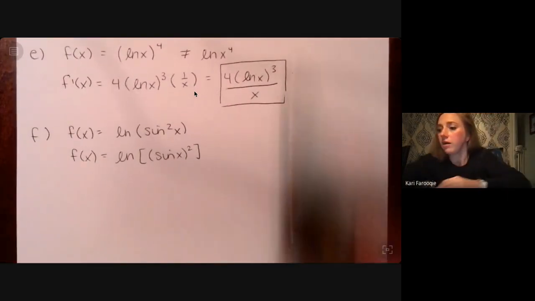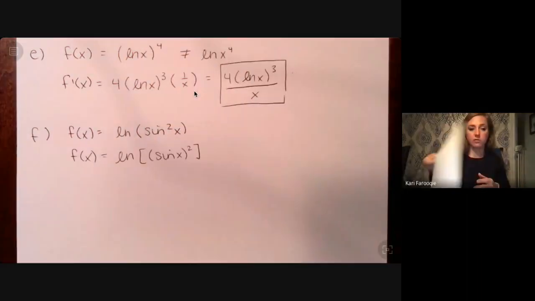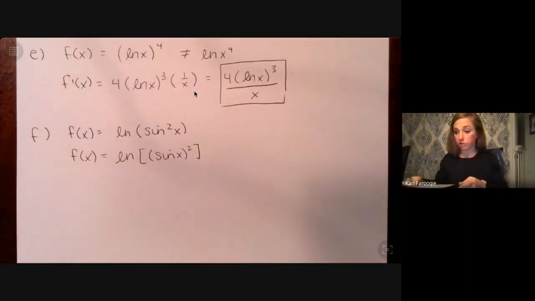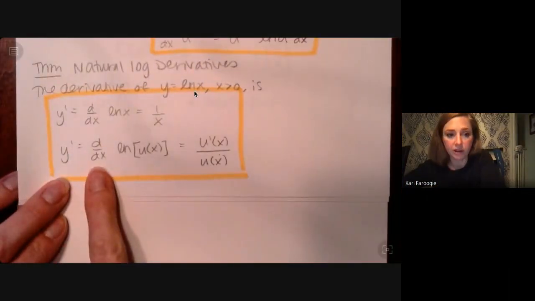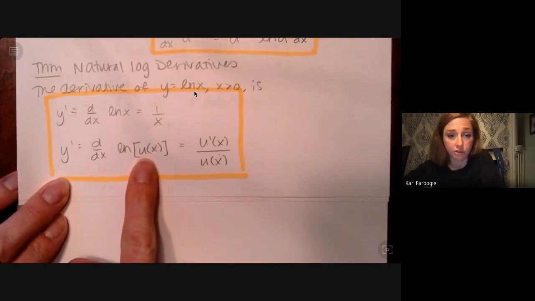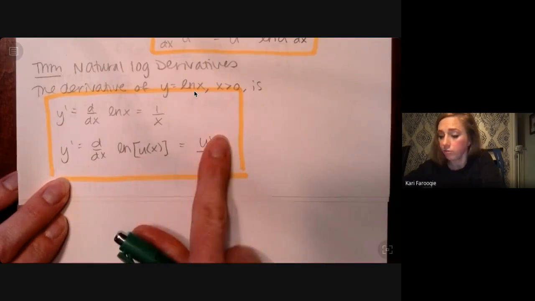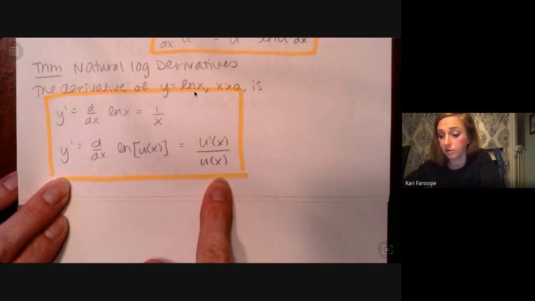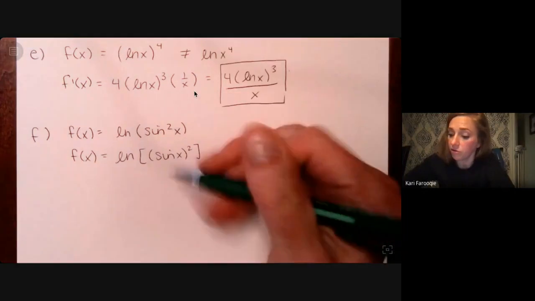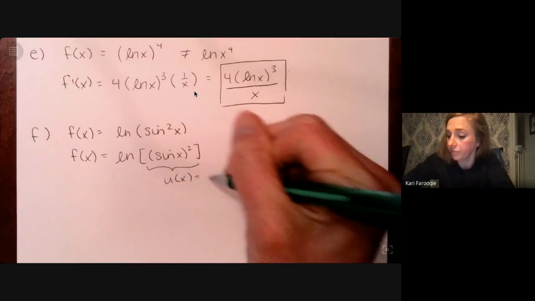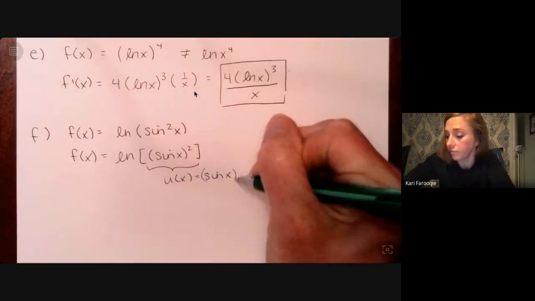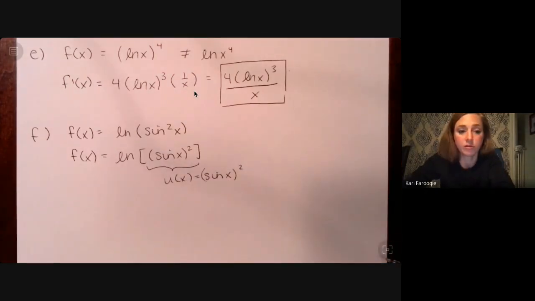Okay, now I want to take you back to that rule that we had for taking the derivative of the natural log of some function u of x. The derivative with respect to x of the natural log of u of x is u prime over u. We're going to use that here. In our case, we're taking natural log u of x, and u of x in our case will be the sine of x quantity squared.